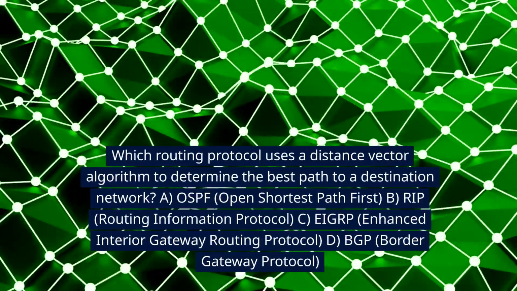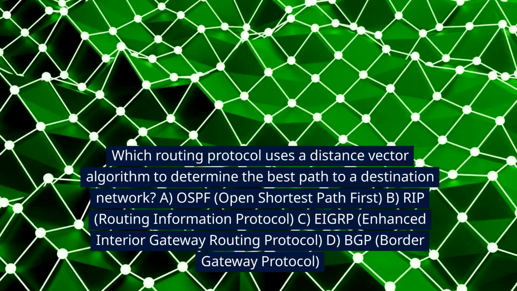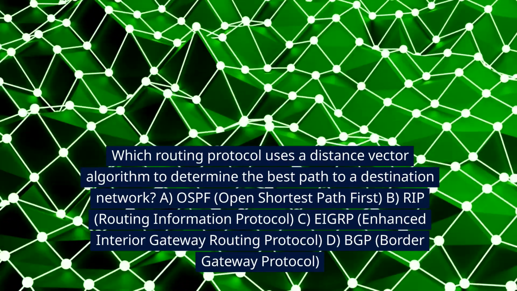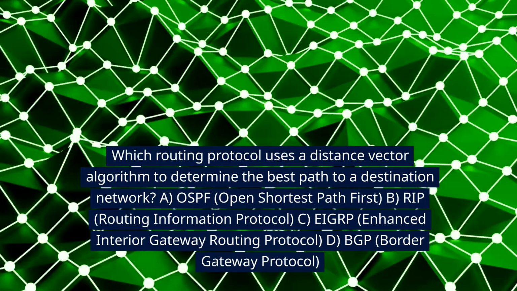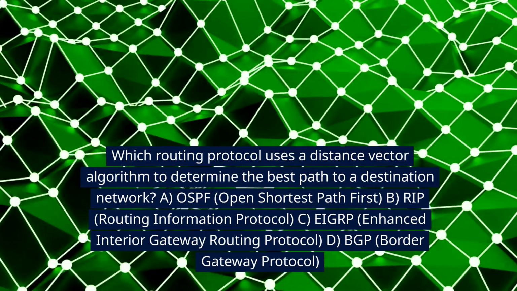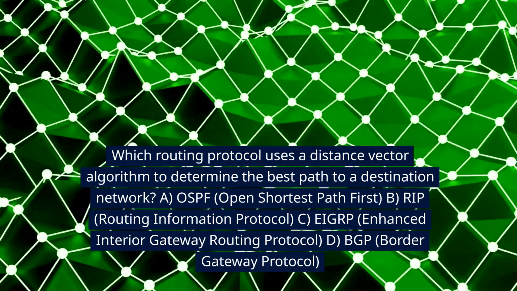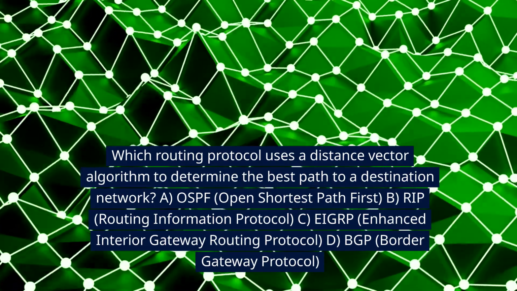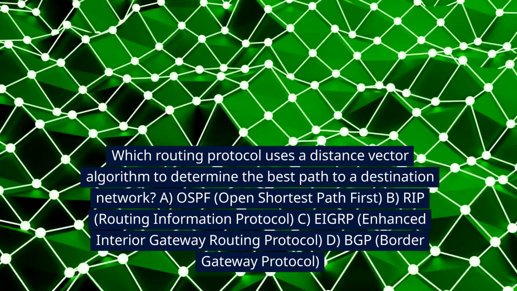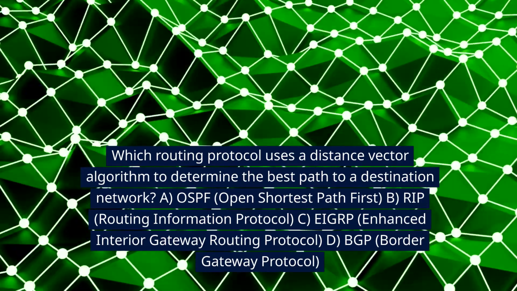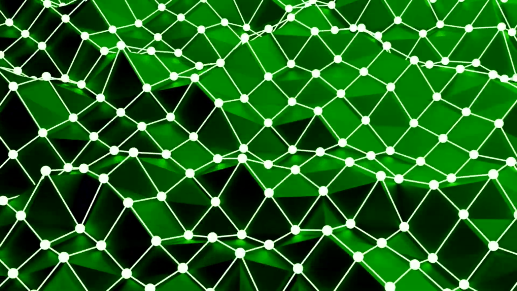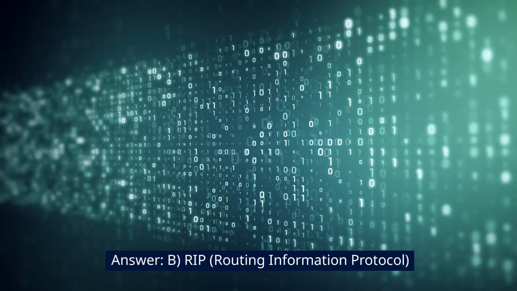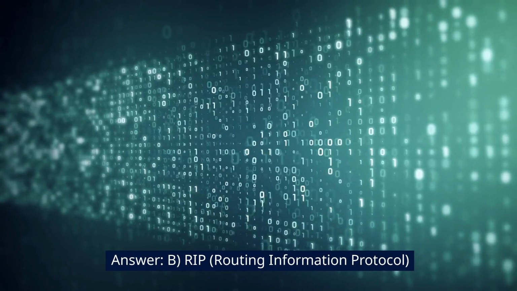Which routing protocol uses a distance vector algorithm to determine the best path to a destination network? A. OSPF, Open Shortest Path First. B. RIP, Routing Information Protocol. C. EIGRP, Enhanced Interior Gateway Routing Protocol. D. BGP, Border Gateway Protocol. Answer. B. RIP, Routing Information Protocol.